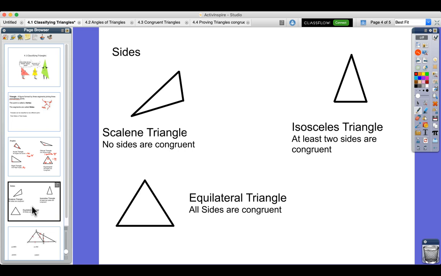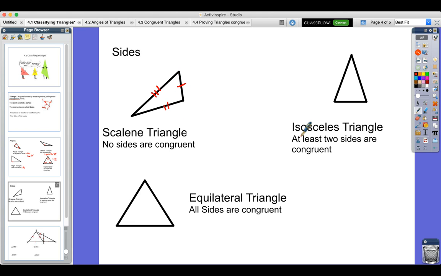Let's talk about the sides now. We start with the first one, called a scalene triangle. Scalene means every single side is different. They're not related to each other. So you'll see these marks right here, a single, a double, and a triple. That means all three of them are their own unique mark. They have nothing in common.